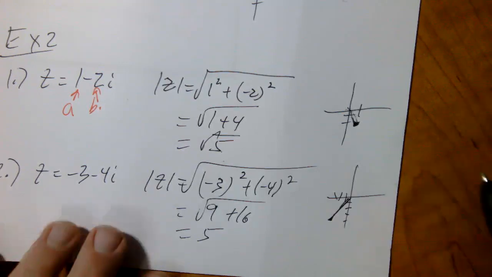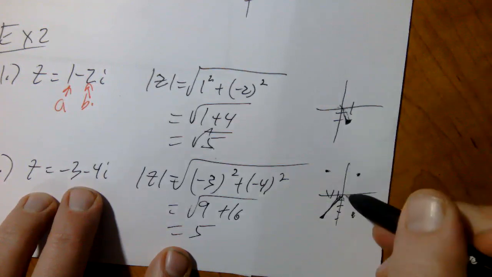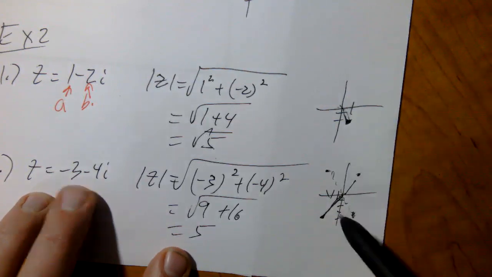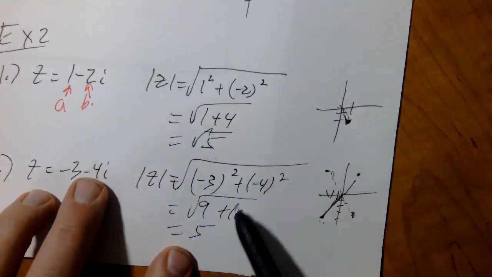But hopefully you realize, whether you were here, or over here, or over here, or over here, I know this particular one is -3, -4, but whether this were positive or negative, you get the same thing. Whether this were positive or negative, you get the same thing.